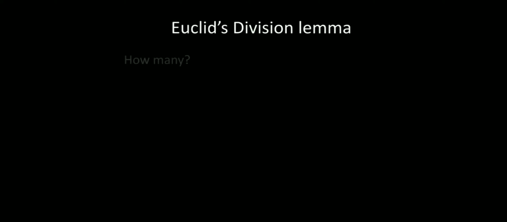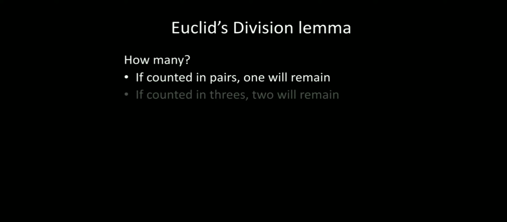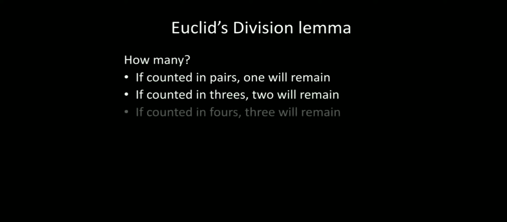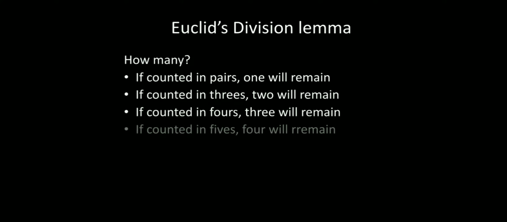First thing to learn in this chapter is Euclid's division lemma. Now I'm giving an example to explain it. Let me read what is written. How many means we want to find some amount of something.